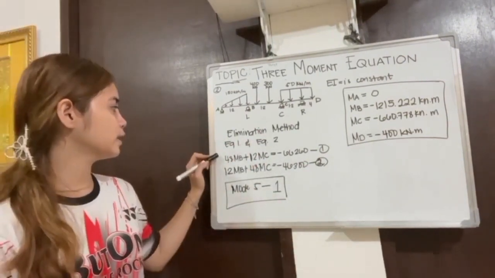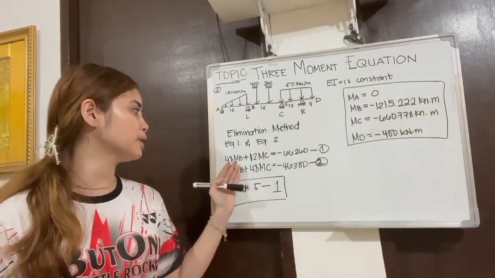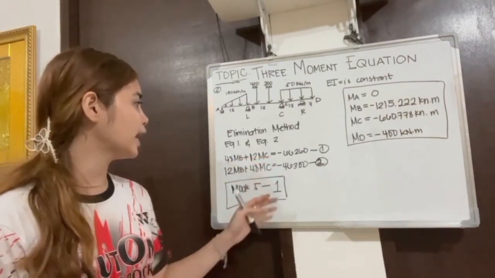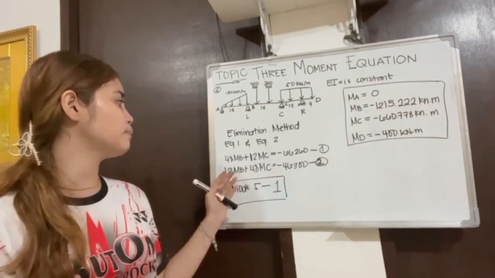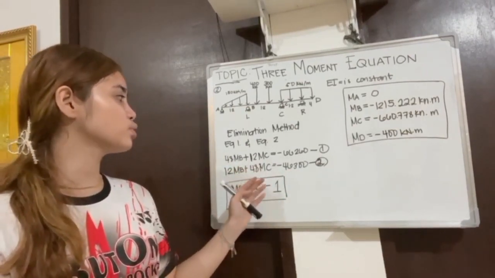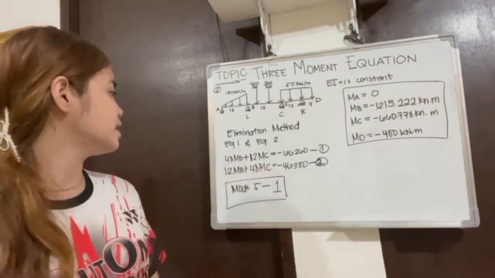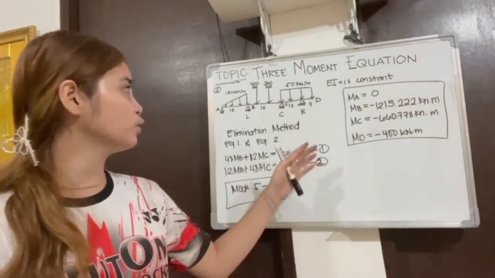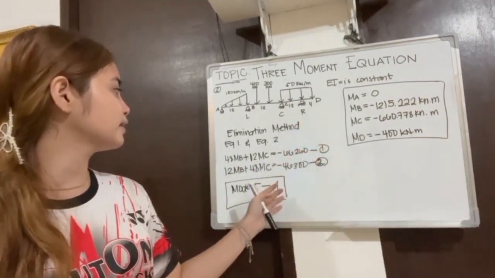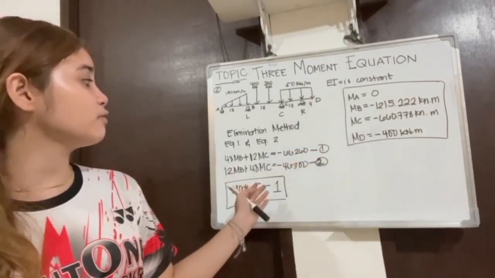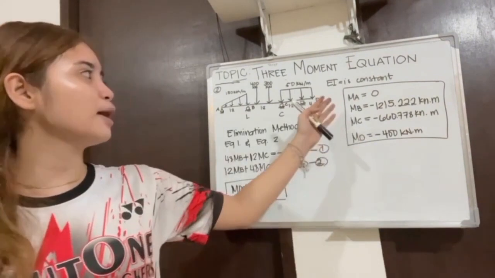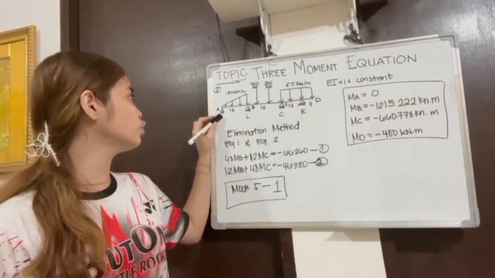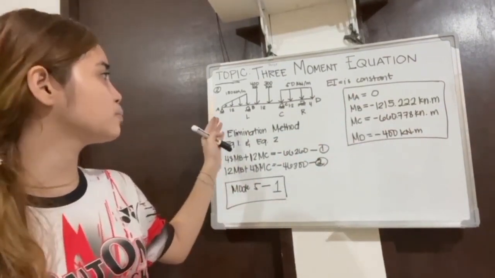Ang atong equation 1 is 48 MB plus 12 MC equals to negative 66,260. Ang atong equation 2 is 12 MB plus 48 MC equals to negative 46,300. So para mas dali ang atong pagkuha sa answer, mogamit na lang ta sa atong cycle which is mode 5, number 1. So ang MA is equals to 0 since naa siya diri sa may hinge support, mao nang 0.